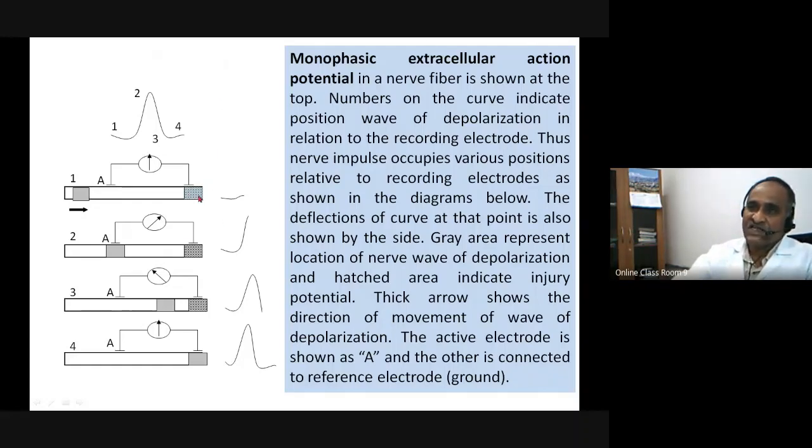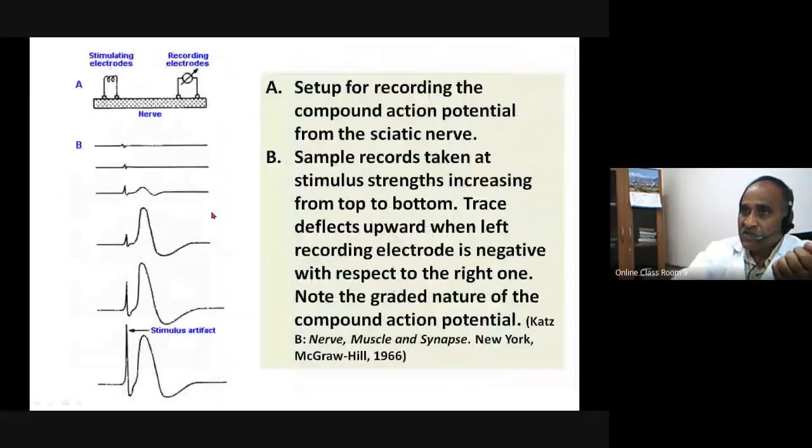In the monophasic action potential, one end of the nerve is crushed so that we will get the monophasic action potential. In case of a sciatic nerve stimulation, the other end is anyway crushed or cut, so you will get this type of recording. So what happens now? You have a stimulating electrode and you have the recording electrode.